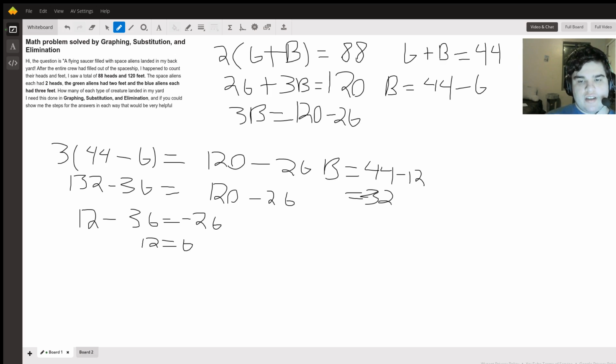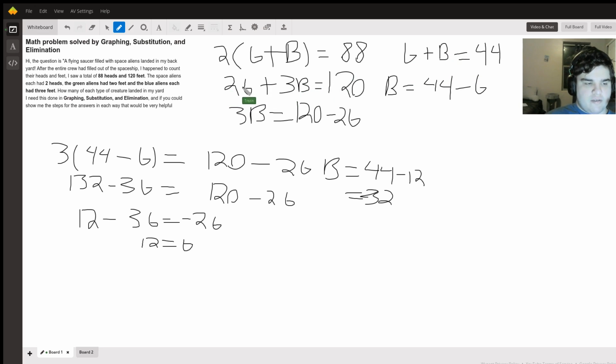First, how did I get those first few equations? How I got this first equation was fairly straightforward. We know that there's green aliens and blue aliens, and these two things are all of the aliens we have. Each of them has two heads and there's a total of 88. So 2 times the total number of aliens is 88, because each of them has two heads. So the total number of aliens must be 44, and that's where we get this equation.